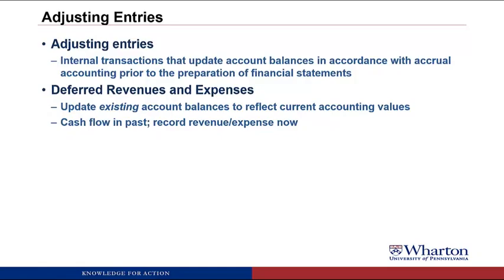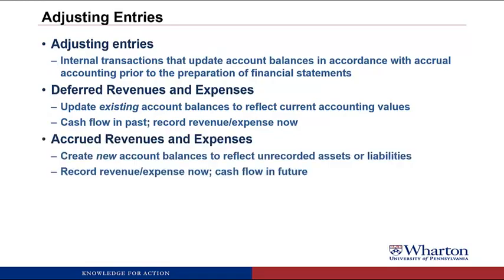There's two big categories of these entries. The first are called deferred revenues and expenses. In this case, we're updating some existing account balance to reflect its current accounting value. This happens when there's been some kind of cash flow in the past, but we need to record revenues or expenses now. The other big category are accrued revenues and expenses. Here we have to create some new account balances to record some previously unrecorded assets or liabilities. This will be situations where we're going to record a revenue or expense now, and there'll be some kind of cash flow in the future. So don't worry, I'm going to go through examples of each of these types of adjusting entries so you can see exactly what we mean by them.